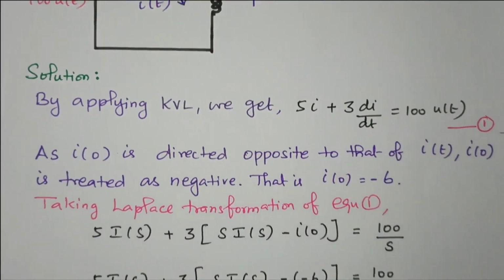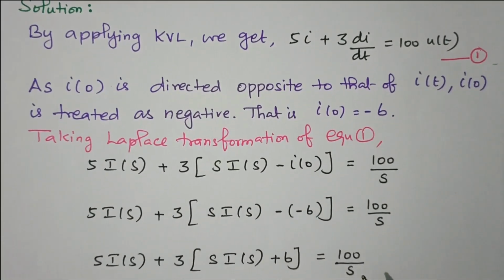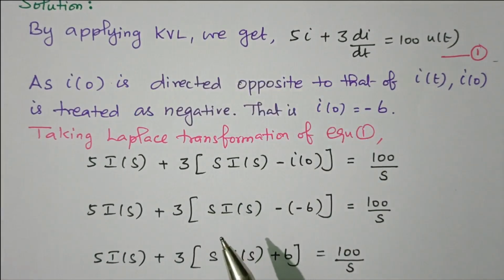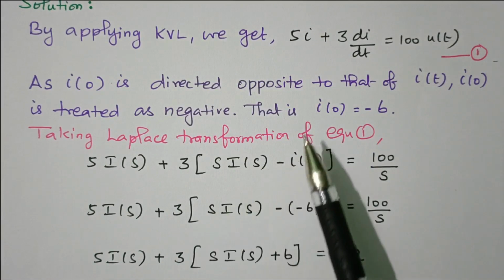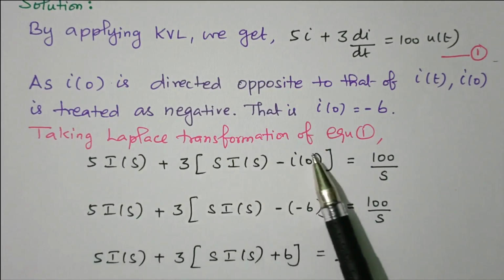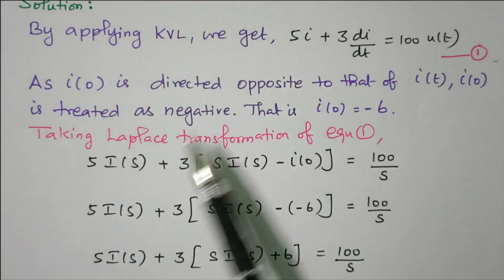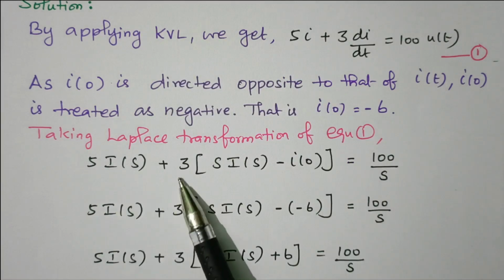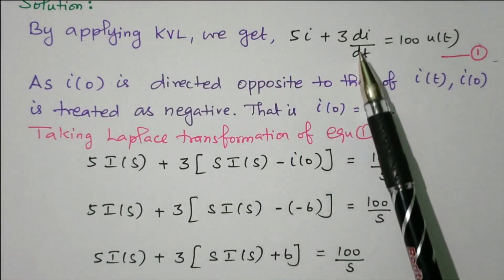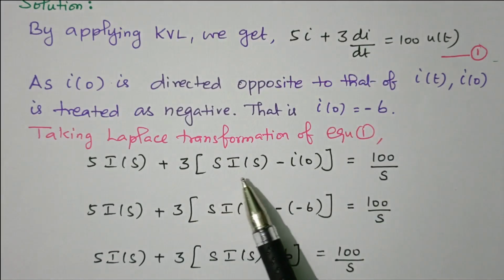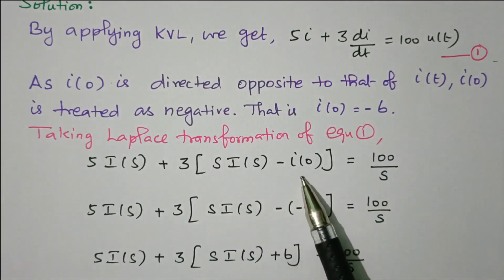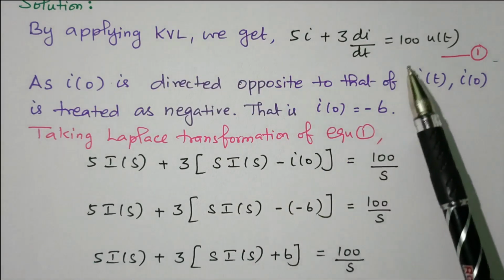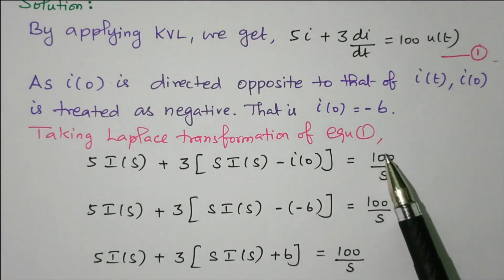Now we'll take the Laplace transform of equation 1, in order to convert the t domain into s domain. Again, while taking the inverse Laplace, we'll get the transient current. So 5 is constant. I means I of t. While taking Laplace, it becomes I of s plus 3 into di by dt. Laplace transform of di by dt is s into I of s minus I of 0. This is the initial current. From this, we need to subtract the initial current. Then 100. Laplace transform of 100 is 100 by s.